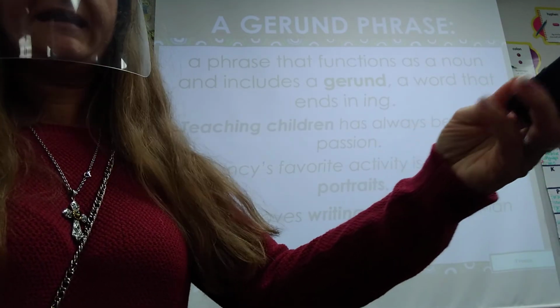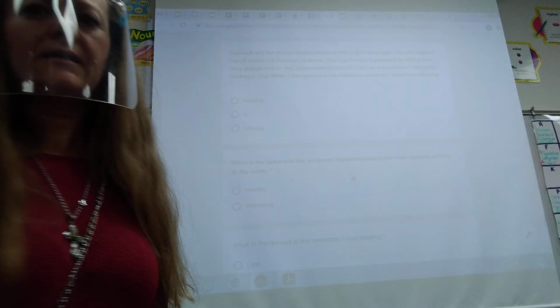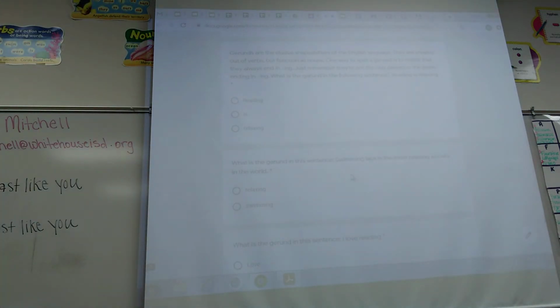All right, so we're going to go ahead and look at the sample sentences real quick. So the first one, it gives the rule again of gerunds, okay? And then it says, what is the gerund in the following sentence? Reading is relaxing, okay? So what is our gerund? Is it reading or is it relaxing? Is our verb, okay? So we're looking for the verb that actually is the noun.